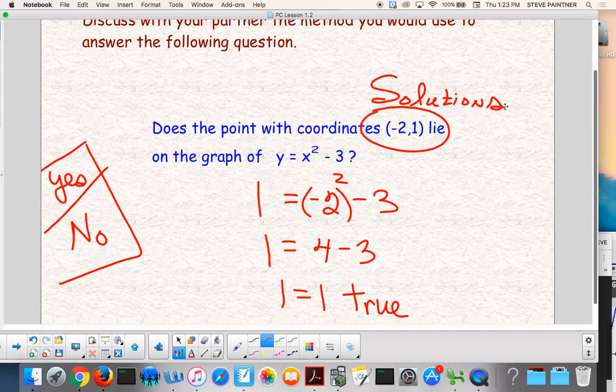All right, this is on the graph because it makes it true. What if it would have been 4 equals 1? Then it's not on the graph. It missed the graph. It's off the graph somewhere. Okay, so the answer was yes, it's on the graph. That's how easy that is. That's how your assignment starts today.